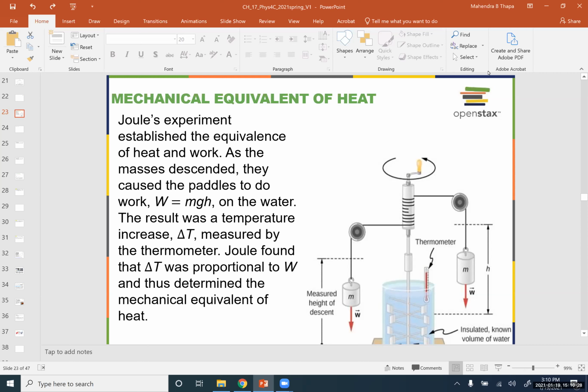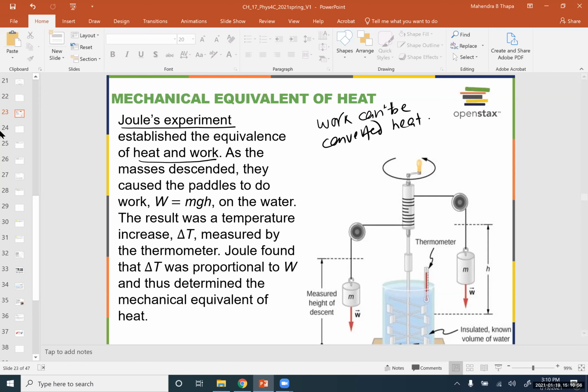So Joule's experiment established that work and heat are equivalent. This means work can be converted into heat, and heat can be converted into work.